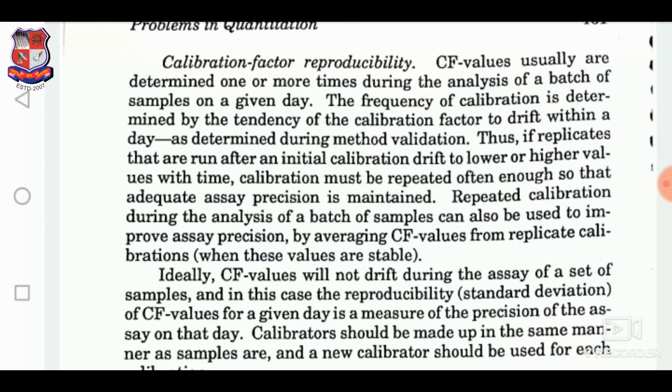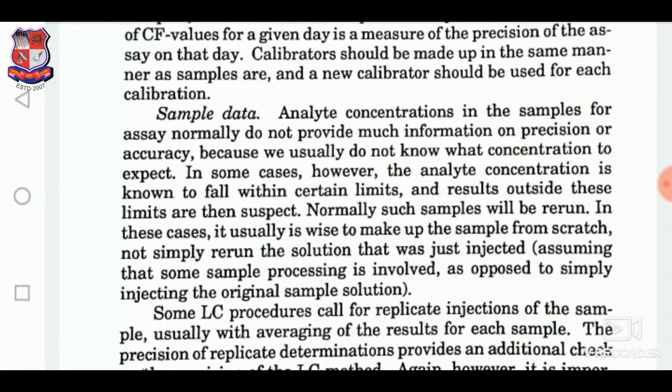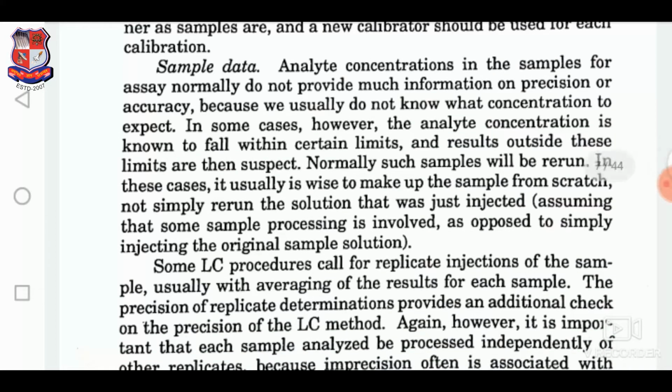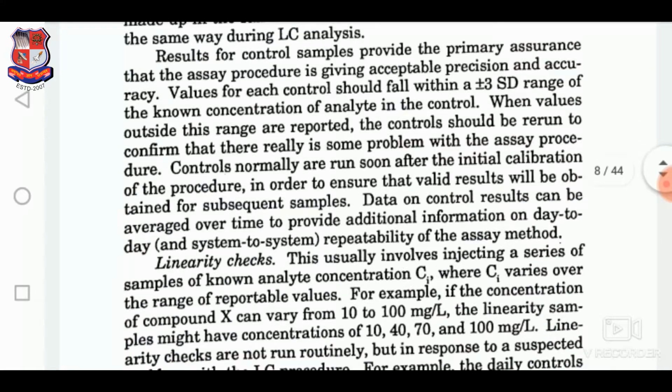Calibration factor reproducibility: CF values usually are determined one or more times during the analysis of a batch of samples in a given day. The frequency of calibrations is determined by the tendency of the calibration factor to drift within a day. Sample data, the analyte concentration in the samples for assay, normally do not provide much information on precision or accuracy because we usually do not know what concentration to expect. In some cases, however, the analyte concentration is known to fall within certain limits, and results outside these limits are then suspect. This is the explanation for why daily controls should also be there.